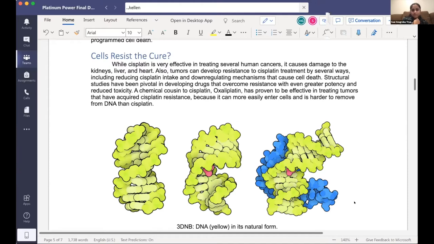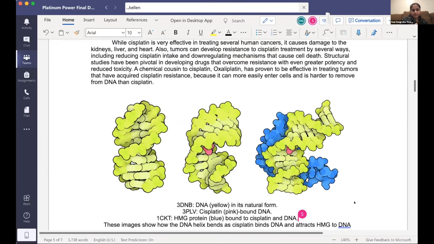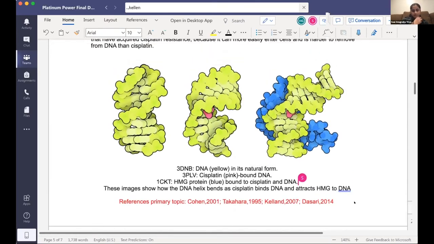Structural studies have been pivotal in developing drugs that overcome resistance with even greater potency and reduced toxicity. A chemical cousin to cisplatin, oxaliplatin, has proven to be effective in treating tumors that have acquired cisplatin resistance because it can more easily enter the cells and is harder to remove from DNA than cisplatin. And these are our key figures depicting the whole mechanism.